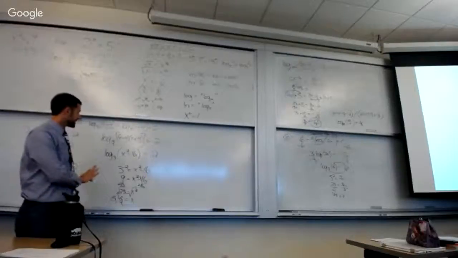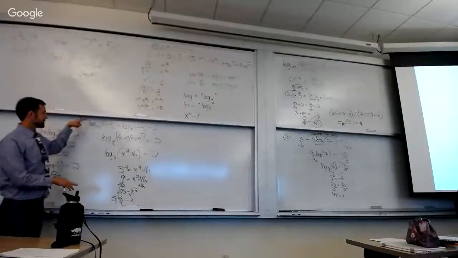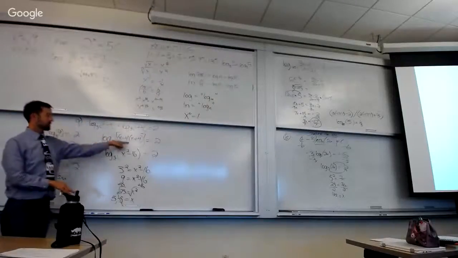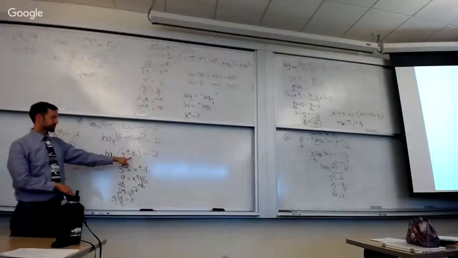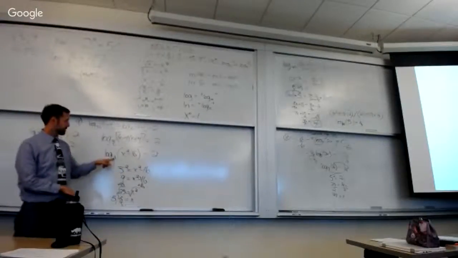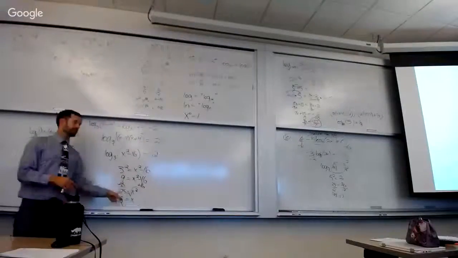Well, that was a really exciting problem. Just look at how many definitions we used. We used the definition that a log plus a log is the product of the arguments. We used the definition of FOIL to get a difference of squares. We used the definition of converting a log to exponential. And then we did a square root, which is plus and minus. That's a lot of definitions.